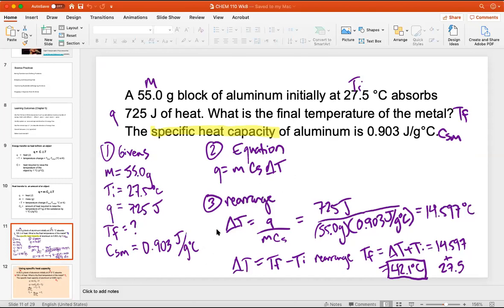Then I can rearrange and solve for my change in temperature, and then substitute and solve for my change in temperature. But I want to be really careful because what the problem is asking for in this case is the final temperature of the metal. So I need to use my change in temperature and isolate my final temperature. So in order to do that, I add my initial temperature to both sides. So my change in temperature plus my initial temperature gives me my total correct answer of 42.1 degrees Celsius.